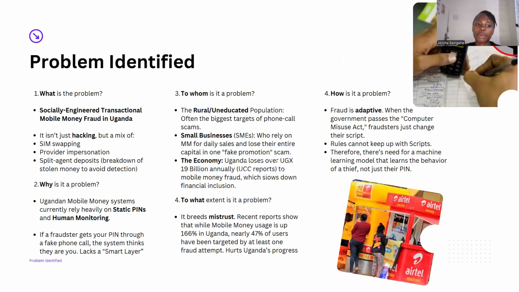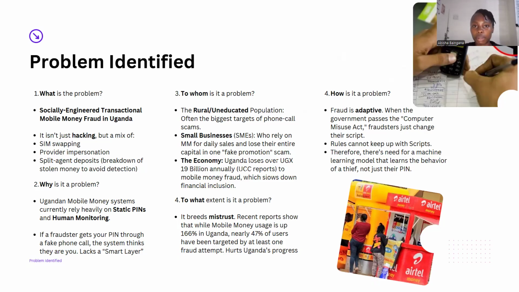Why is it a problem? This is a problem because Ugandan mobile money systems currently rely heavily on static PINs and human monitoring. Therefore, if a fraudster is able to get the PIN through, like, a fake phone call, the system thinks that that is the actual person.